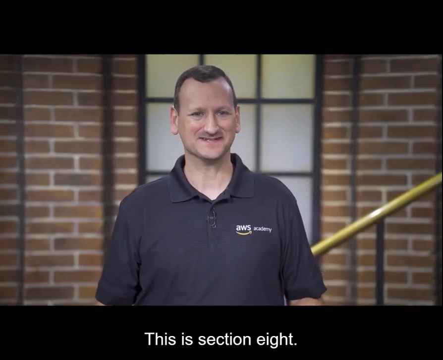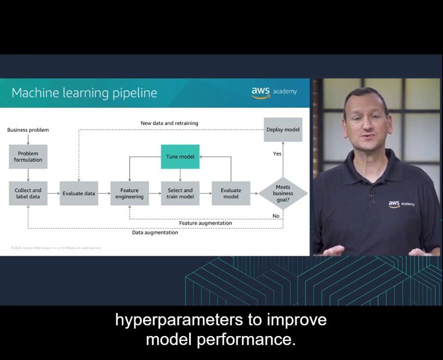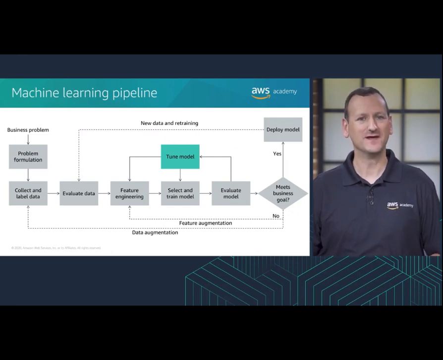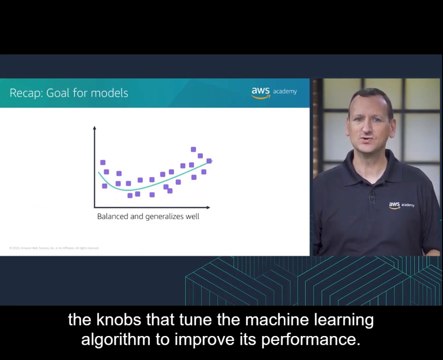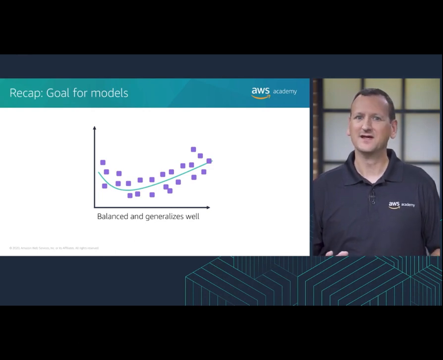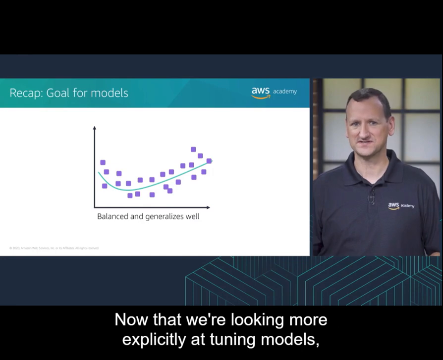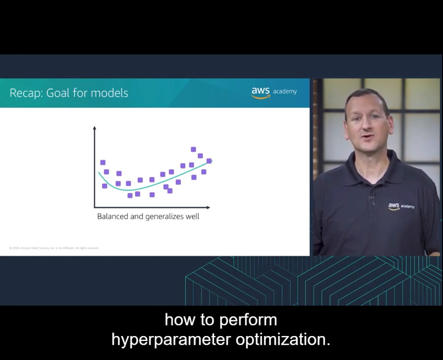This is Section 8. In this section, we're going to take a look at how you can tune the model's hyperparameters to improve model performance. Recall from an earlier module that hyperparameters can be thought of as the knobs that tune the machine learning algorithm to improve its performance. Now that we're looking more explicitly at tuning models, it's time to look more specifically at the different types of hyperparameters and how to perform hyperparameter optimization.